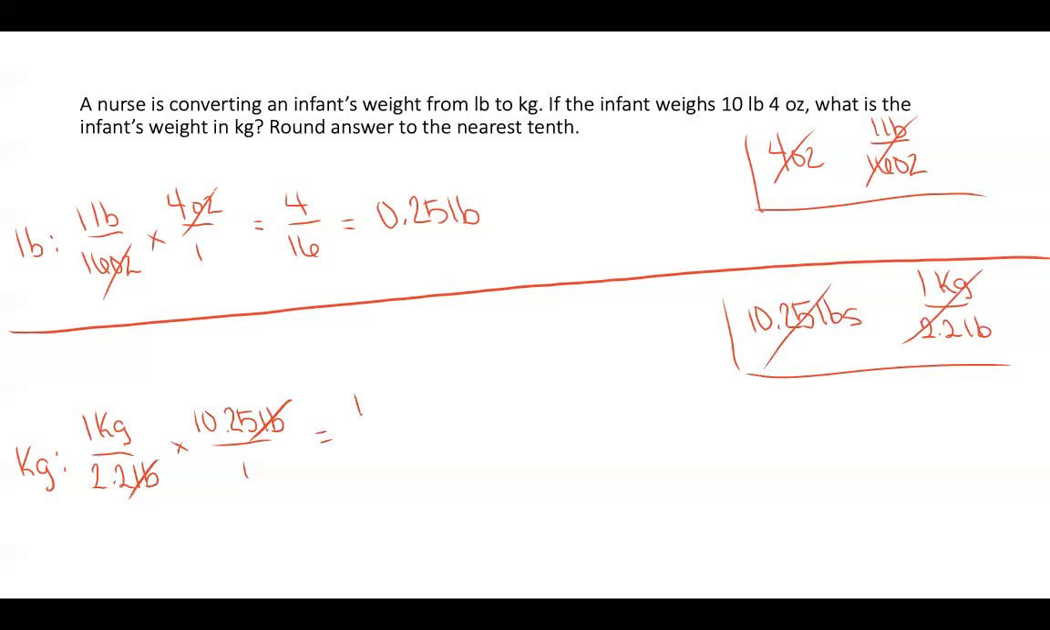1 times 10.25 is 10.25. 2.2 times 1 is 2.2. 10.25 divided by 2.2 is 4.65. And my rounding rule says round to the nearest tenth. So this answer is 4.7 kilograms.